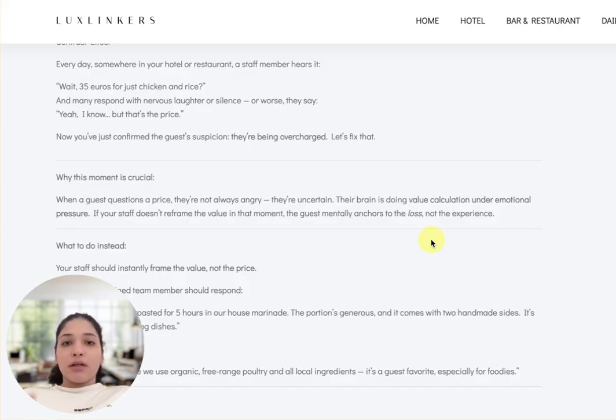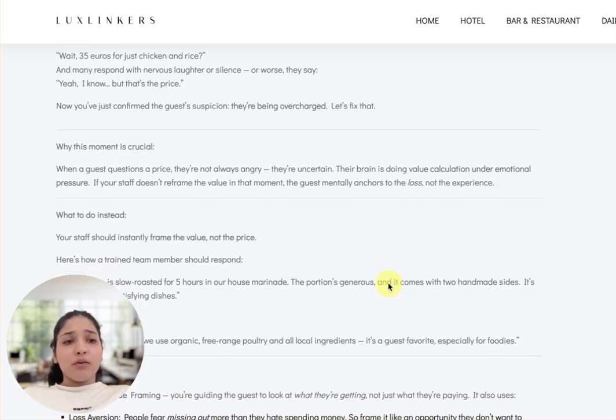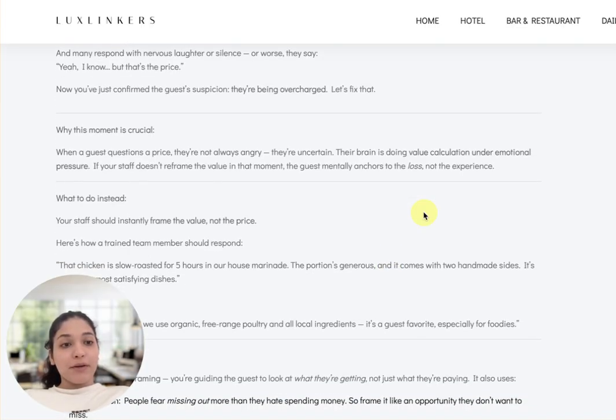You will face different sentences like, "Wait, 35 euros for just chicken and rice?" Or maybe sometimes your guests are a little bit rude or don't act well. You have to calm down and think sharply and creatively about how to contrast it, how to, for example, convince your guests, not to be rude like him or her. And don't say, for example, "Yeah, I know, but that's the price." It's not good behavior.